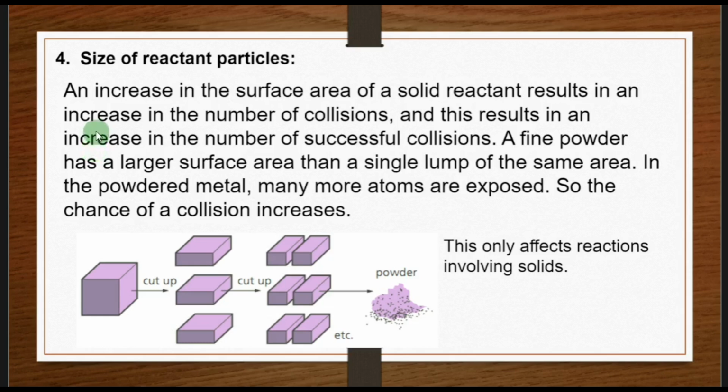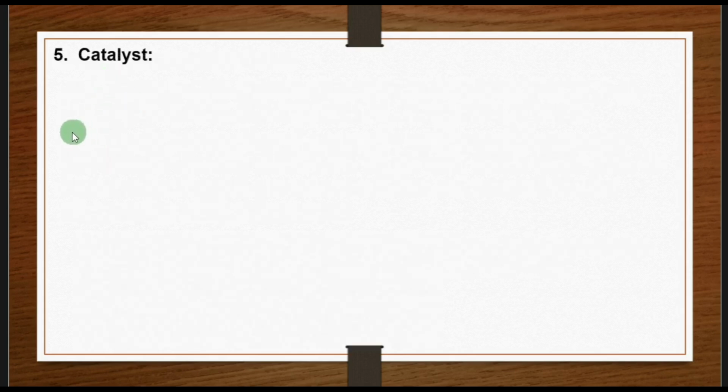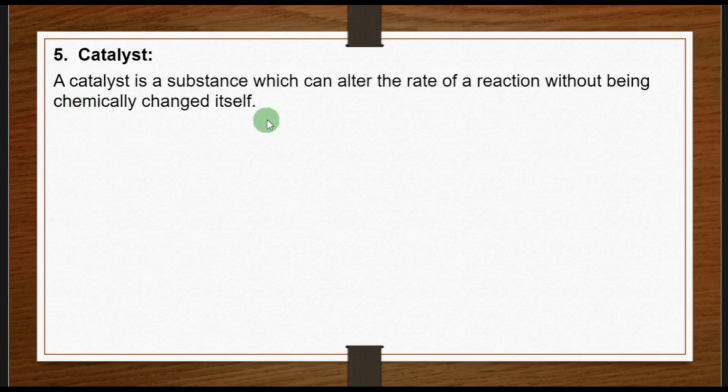Then the other factor is actually catalyst. All right, so a catalyst is a substance which can alter the rate of a reaction without being chemically changed itself. So a catalyst is a substance that is able to change or alter the rate of a chemical reaction without itself being changed.